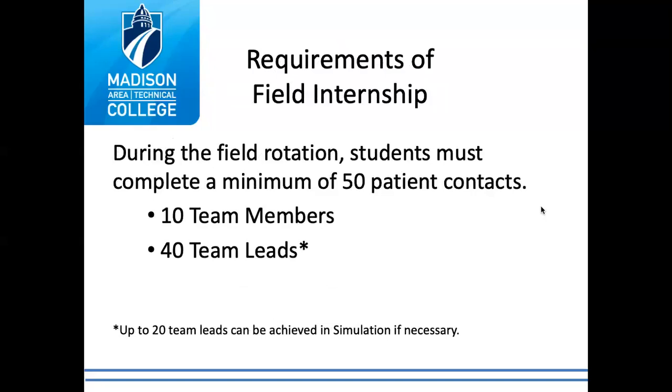Out in the field environment in general, our students are going to be looking to do 40 team leads as well. Now, many of those team leads are actually coming in simulation, and that's okay. Of those 40 team leads, 20 can be done in simulation if necessary. Many of our students will be coming out to you with somewhere in the teens, so maybe 15 team leads that they've already gotten in the simulation environment. Some of them will be less. Some of them will only have maybe 10 team leads in the simulation environment. They have to get up to 40 team leads total.